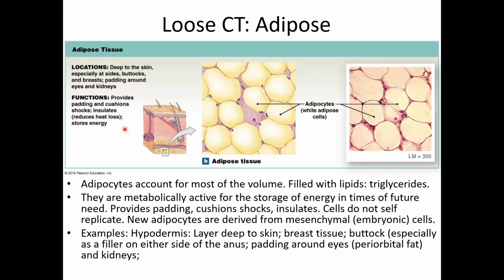One of the biggest examples that I like to think about in terms of loose connective tissue with our adipose tissue is hibernation. Animals that go into hibernation during winter build up a lot of this adipose tissue for two main reasons. It stores energy and it reduces heat loss, because obviously in winter it's going to get very cold. So we can use our adipose tissue to retain all that heat.